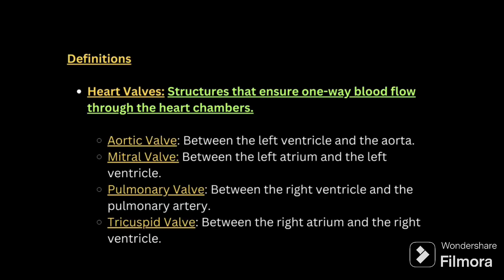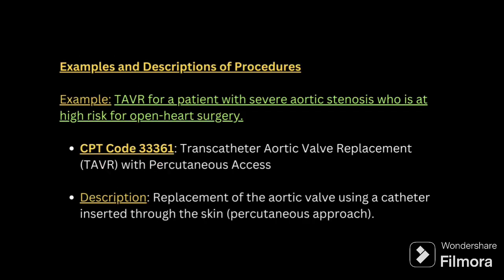Definition: heart valves are structures that ensure one-way blood flow through the heart chambers. Aortic valve is present between the left ventricle and aorta. Mitral valve is present between the left atrium and left ventricle. Pulmonary valve is present between the right ventricle and pulmonary artery. Tricuspid valve is present between the right atrium and right ventricle.